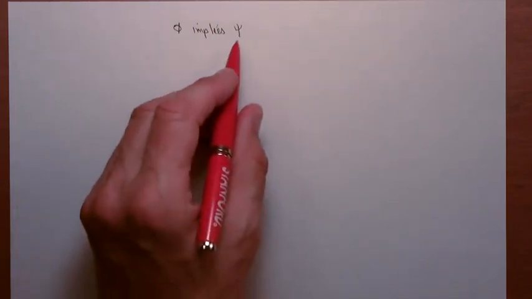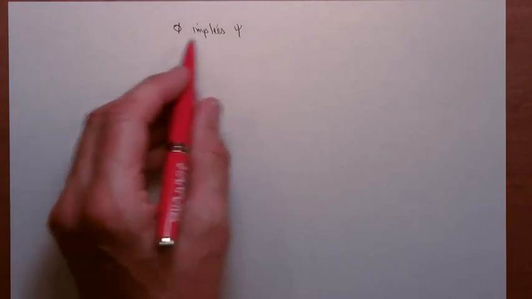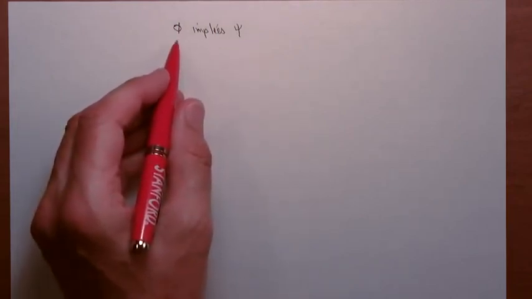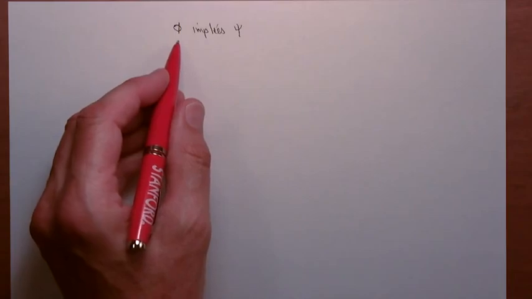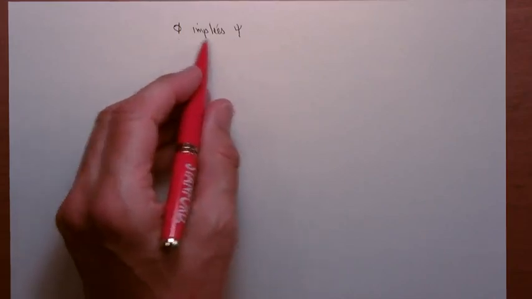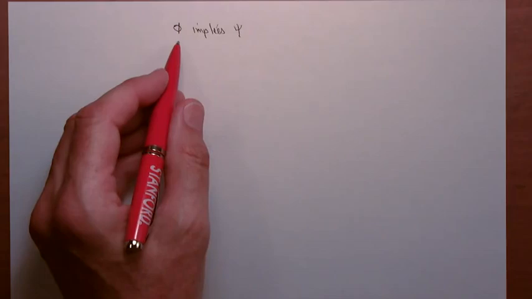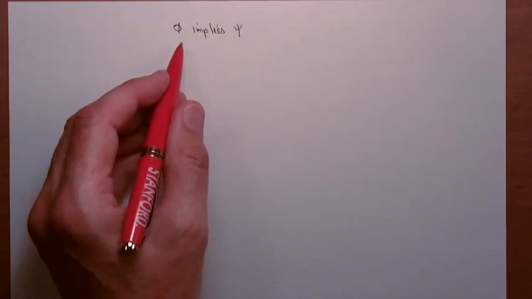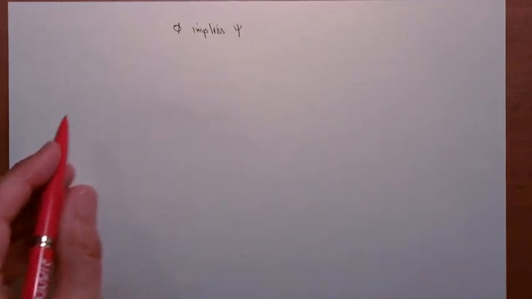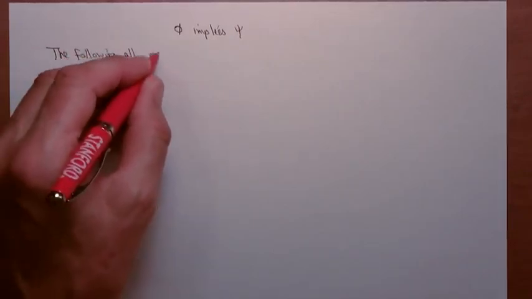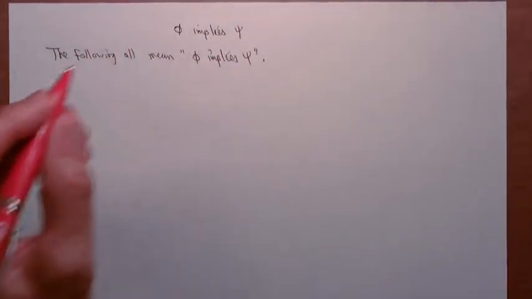If mathematicians always described this situation in this way, then life would be very simple. But we don't. There are many different expressions we use to describe phi implies psi. Some of them are intuitively obvious, and some of them are actually counterintuitive when you first meet them. The following all mean phi implies psi.